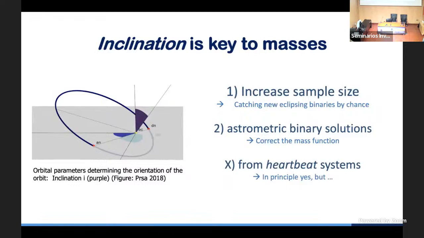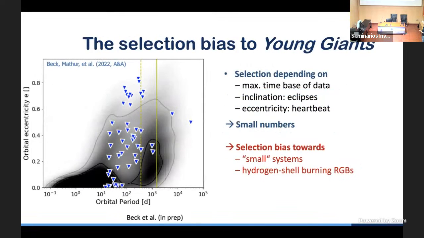Or the third option, and you already saw that I picked it out, is from heartbeat stars. This is when we have tidal interaction and we get a particular light curve, but it's a not very detailed measurement. So you know it's about 45 degrees plus or minus 20. Okay, that gives me error bars on my mass that you cannot use. But let's walk two of the roads.